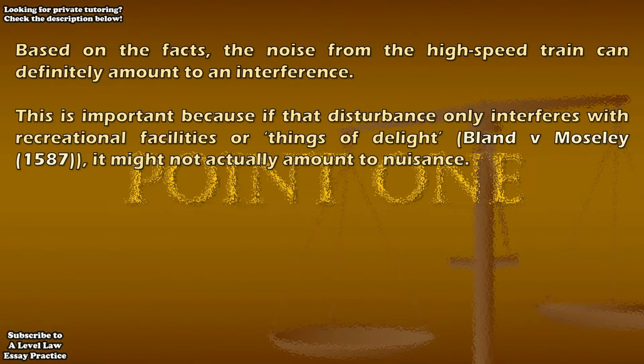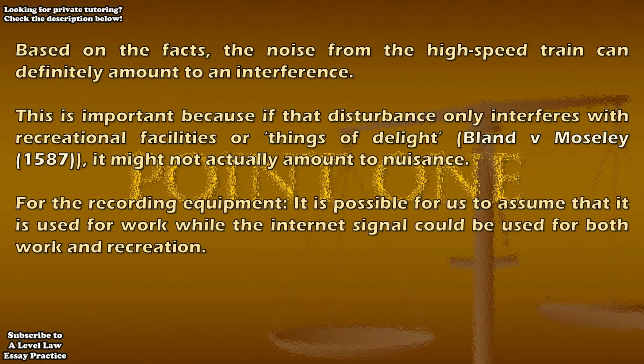And since, on the facts, it affects both Zach's recording equipment and internet signal, it may be considered as things of delight. For the recording equipment, it is possible for us to assume that it is used for work, while the internet signal could be used for both work and recreation. Because the facts are silent on this, we should just note this possibility, and to continue with our discussion on private nuisance, assume that both disturbances have interfered with Zach's work.